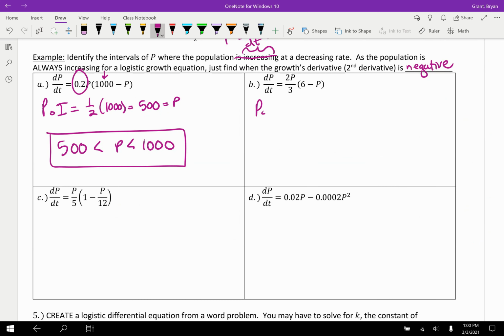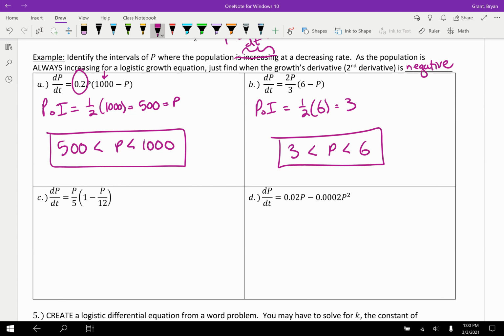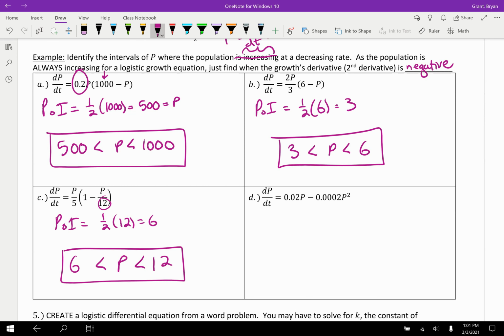So let's find our point of inflection. That's going to be half of the carrying capacity, which is 3. And so that tells us that our function is increasing at a decreasing rate from 3 to 6. Similar idea over here. Notice our carrying capacity. So our point of inflection, half the carrying capacity, which is 6. And so we're increasing at a decreasing rate from 6 to 12.